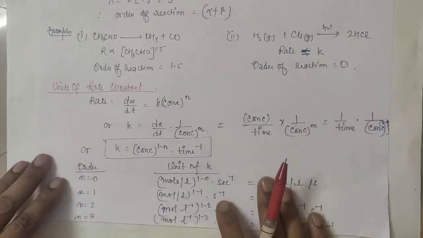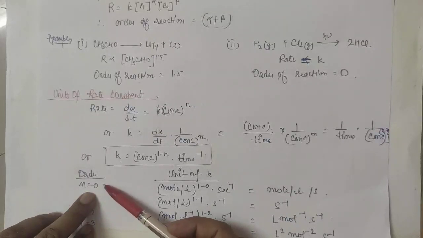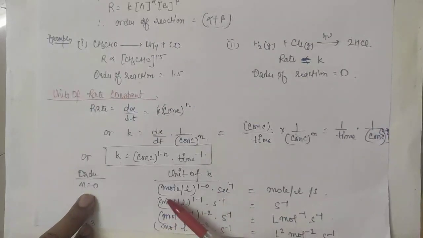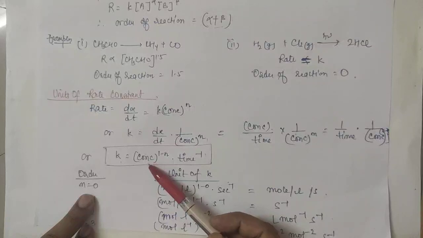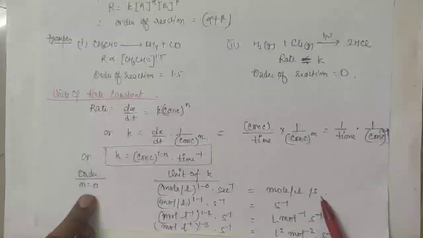For example, if you put n equal to 0, that is for 0 order reaction, here the unit of concentration is mole per liter. Mole per liter to the power 1 minus 0, second inverse. You will get mole per liter per second. So the unit of K for 0 order reaction is mole per liter per second.